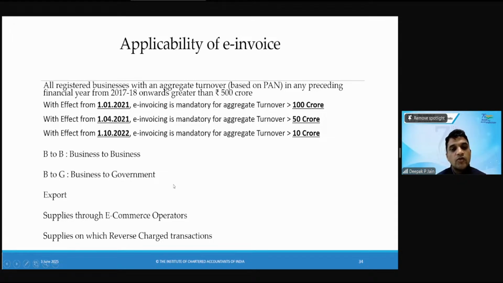Now, this is applicable to whom? If you're drawing any transaction from B2B, supplier registered to a recipient who's registered. If you're making any export, if you're supplying to any government authority, if you're supplying to e-commerce, or supply on which reverse charge is paid by the recipient, in all these situations, you will have to raise an e-invoice.